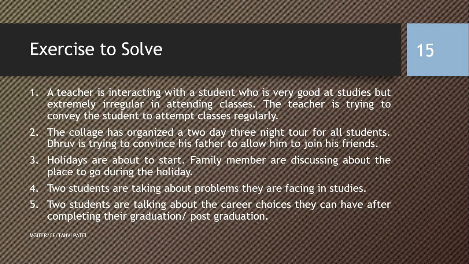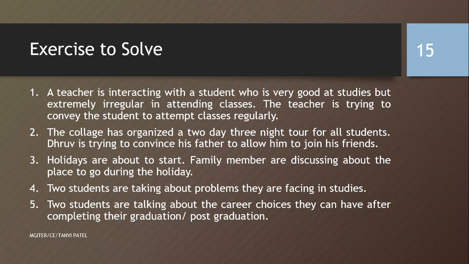Next, exercises to solve. First, a teacher is interacting with a student who is very good at studies but extremely irregular in attending class. The teacher is trying to convince the student to attend class regularly. So the first conversation is between the teacher and the child. Second, the college has organized a 2-day, 3-night tour for all students. Dhruv is trying to convince his father to allow him to join his friends. So the second role play is between Dhruv and his father, conveying that he wants to join his friends for the camp.